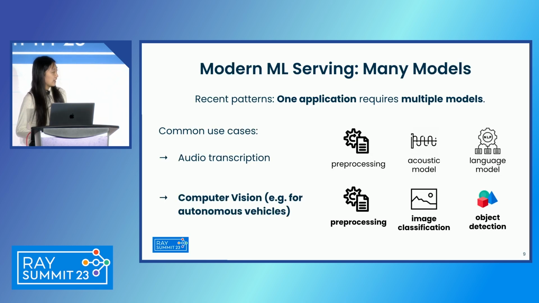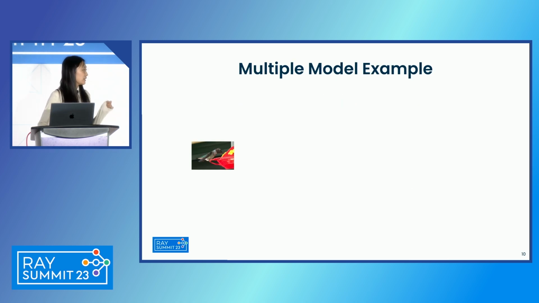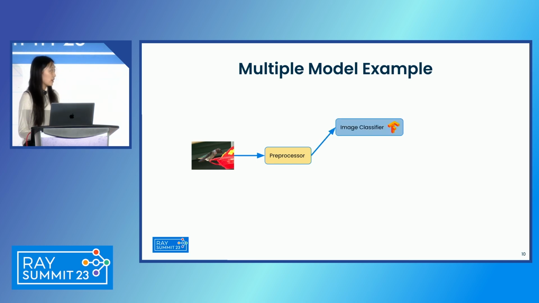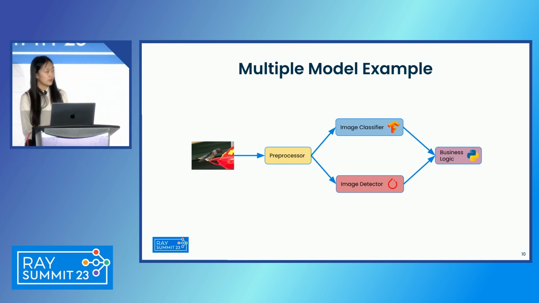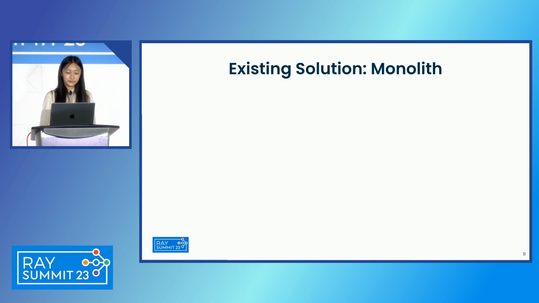Let's take a deeper look at the computer vision example we showed here. Suppose you take the raw image as input, pre-process it, and then run the pre-processed data through a classifier and a detector model, and then finally run some custom business logic to decide on the final output to return to the client. We'll be using this as a reference example for the next few slides.